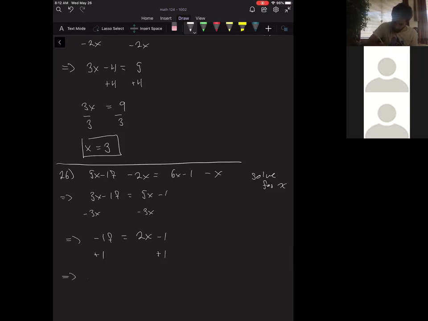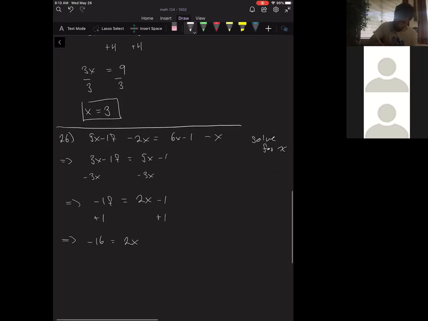On the left-hand side, now we have a minus 16. The right-hand side, we still have the 2x. And then the last step, let's divide by the 2. And then that gives us minus 8 is equal to x.